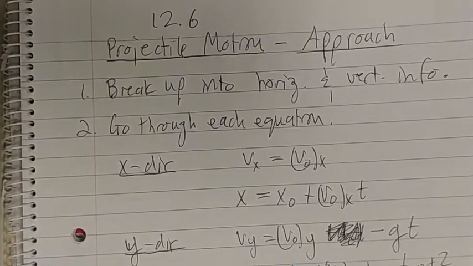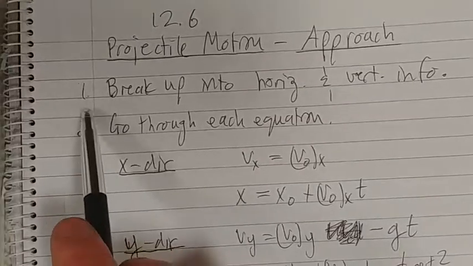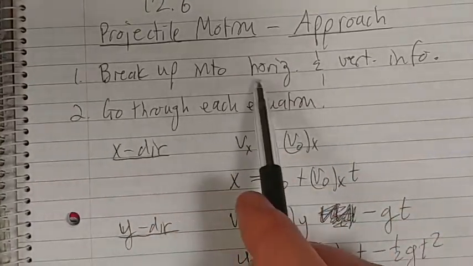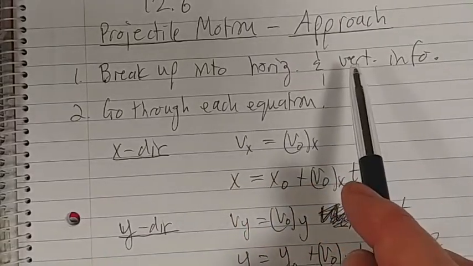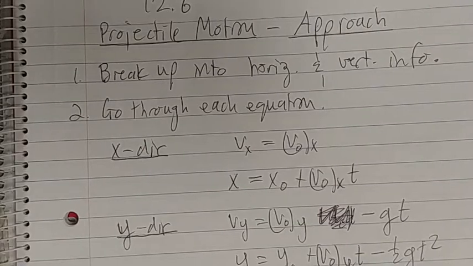If you don't feel it's helping you, that's fine. But I think it might help, okay? So what is the approach? The first thing that I always like to do is break up all the information into my horizontal and vertical information. So if I'm given a vertical initial velocity, a horizontal initial position, a horizontal final velocity, all that, right? It's so much information.